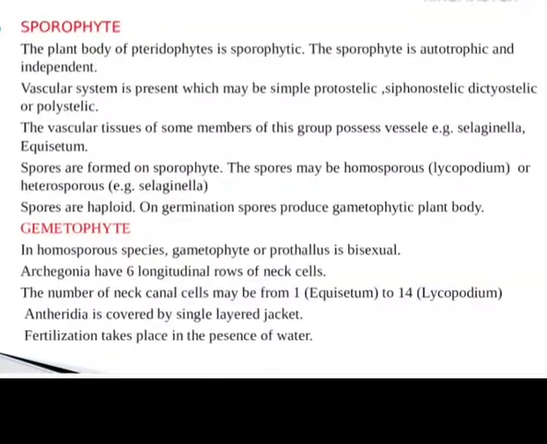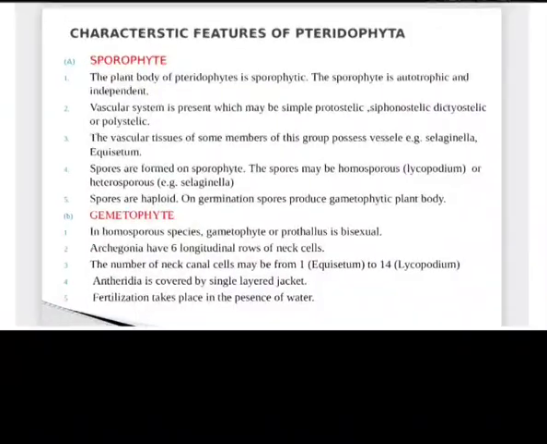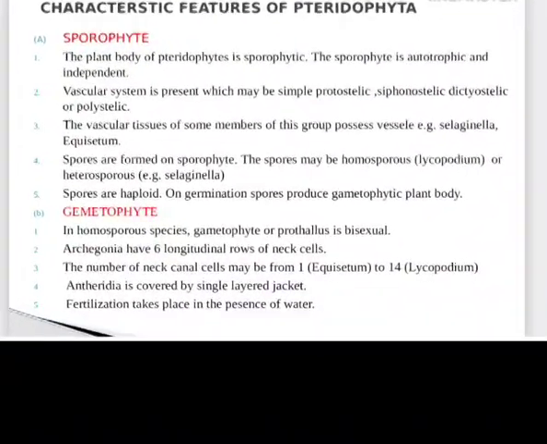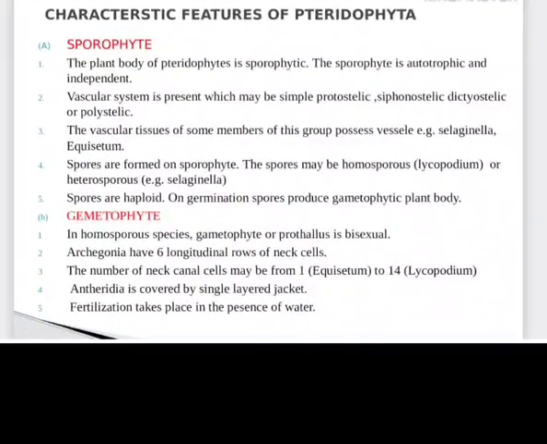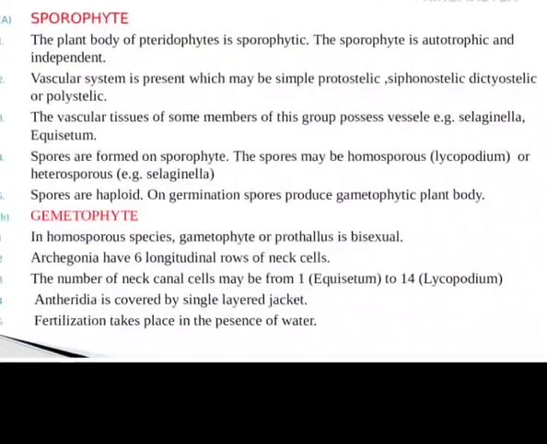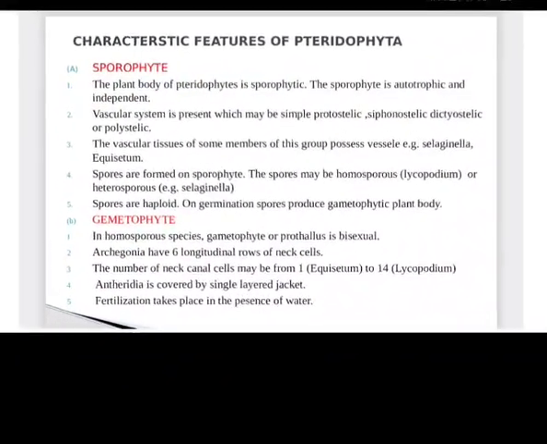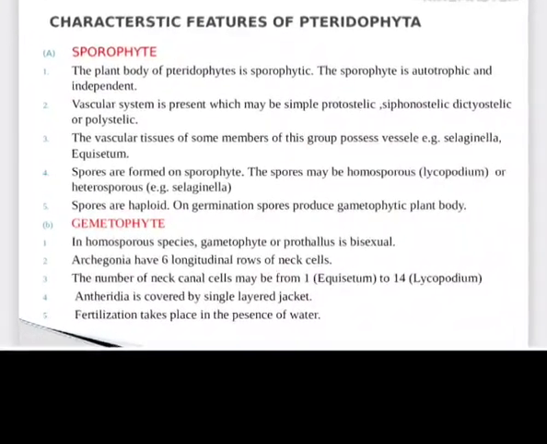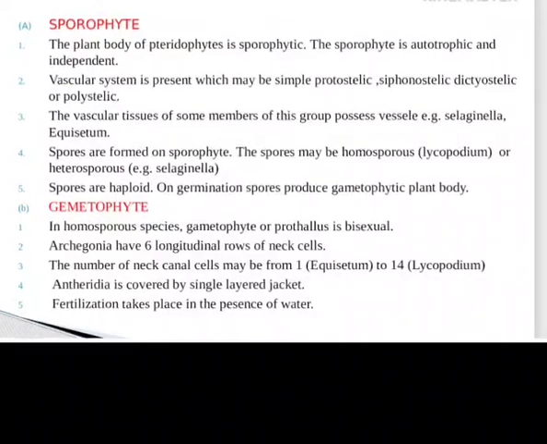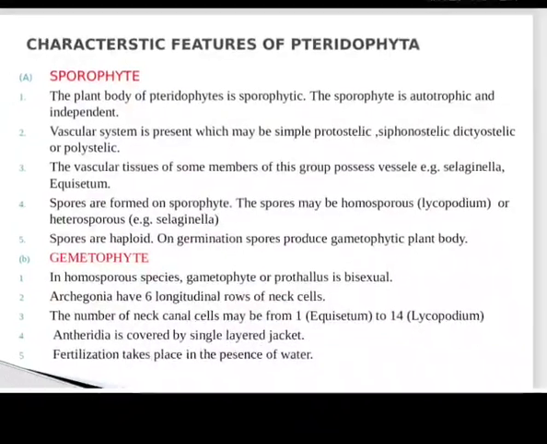The adult plant body of pteridophyte is known as sporophyte. Now the characteristic features of pteridophyta. So we know that the plant body of pteridophyte is sporophytic, and the sporophyte is autotrophic and independent. A vascular system is present, which may be protostelic, siphonostelic, dictyostelic or polystelic, and some members of this group possess vessels, for example Selaginella and Equisetum.